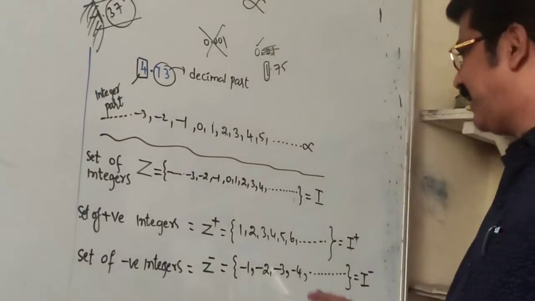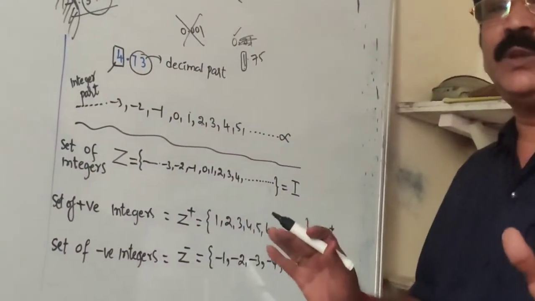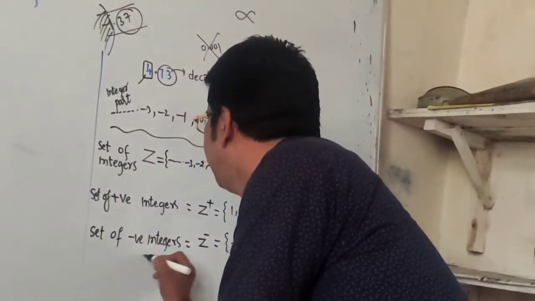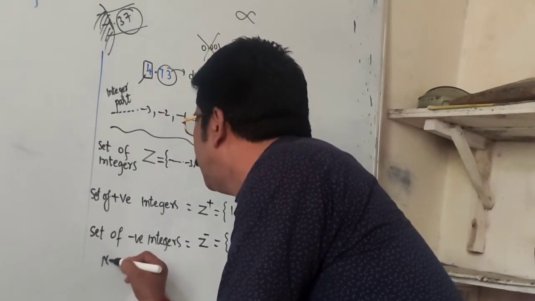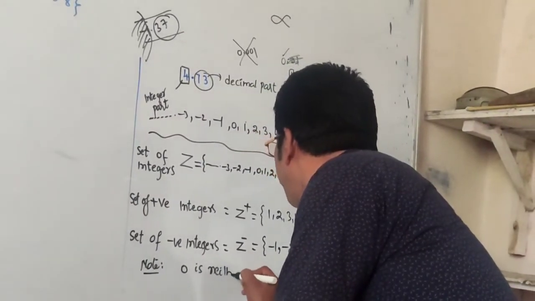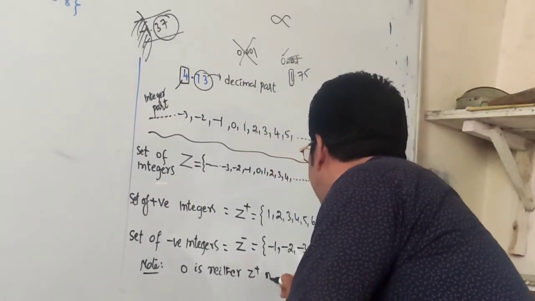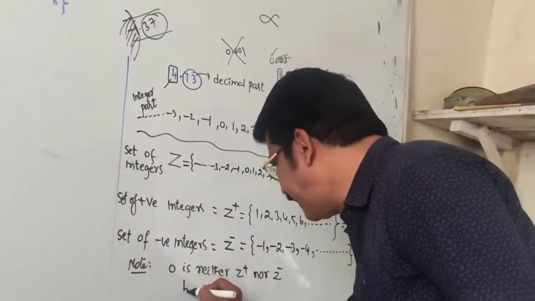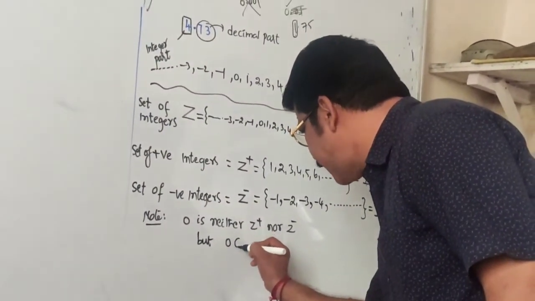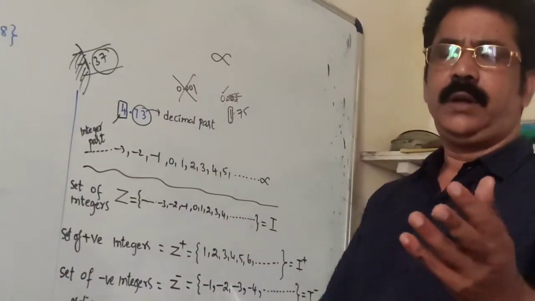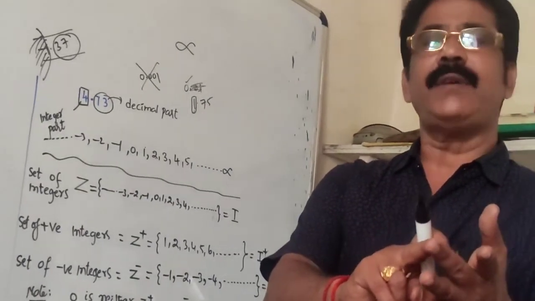Find out: Sir, where is 0? No. 0 is neither Z plus nor Z minus. Mind it, note: 0 is neither Z plus nor Z minus. But 0 belongs to the integer set. This is something about positive integers, negative integers and the set of integers.